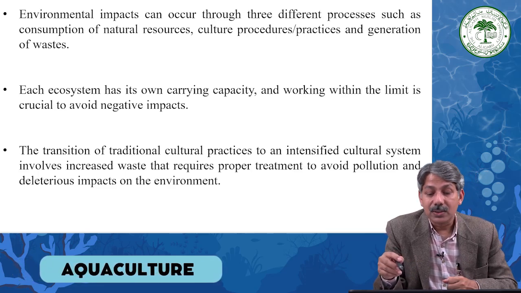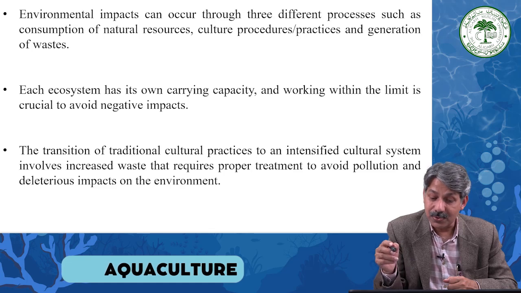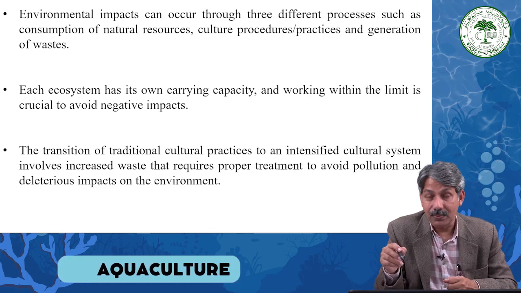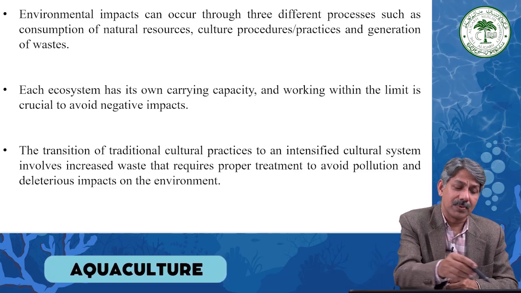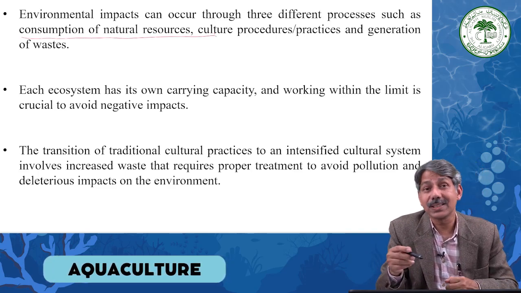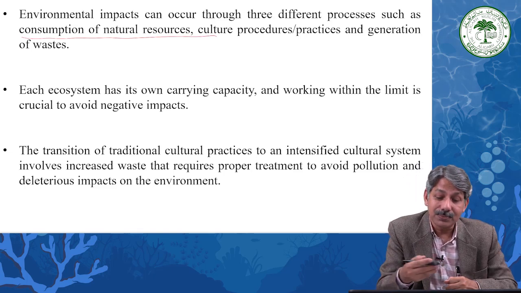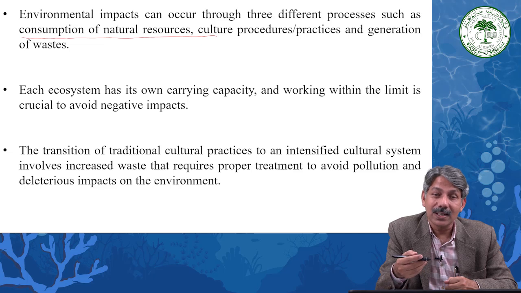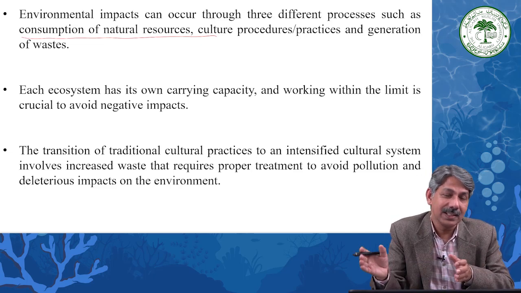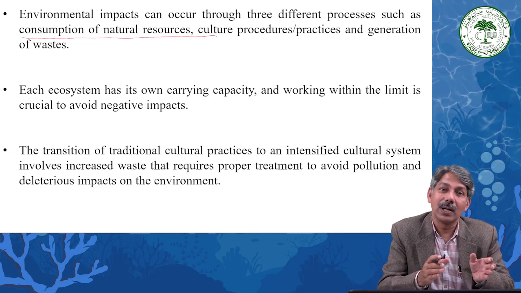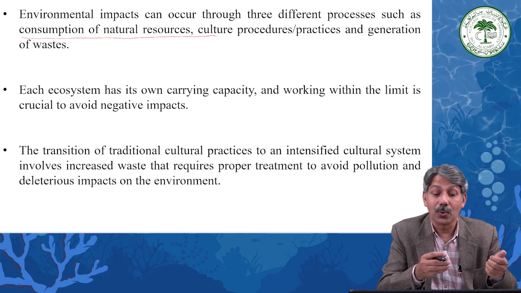Environmental impacts can occur through three different processes, such as consumption of natural resources, culture procedures and practices, and generation of waste. If you are consuming natural resources, that means you are taking it from the nature. And what is the process of collecting it from the nature, and what kind of impact on the population of that resource is there, and how is that impacted after you have extracted some of the resource for your own use.